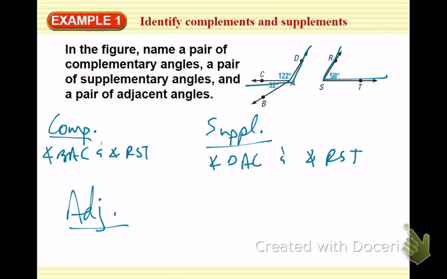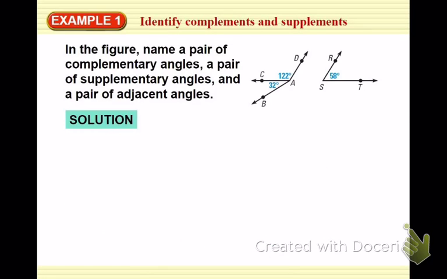And that's supplementary. Okay, adjacent. I'm looking for two angles that are side by side and touching, not overlapping. Those two angles are angle BAC and angle DAC. Those are your adjacent angles in this diagram. Okay, you need to be able to pick those out.